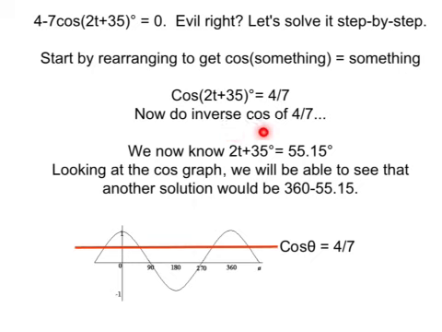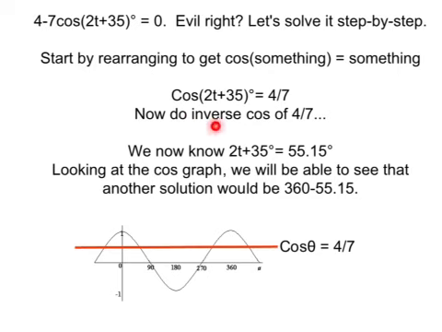Now we're going to do the inverse cos of 4/7, and we're going to get a value of 55.15. So if you look at the cos graph, you can see that that's your solution here, but there's also another solution within the 0 to 360 range, which is going to be here. It's going to be 360 minus 55.15. So we've got another solution there.